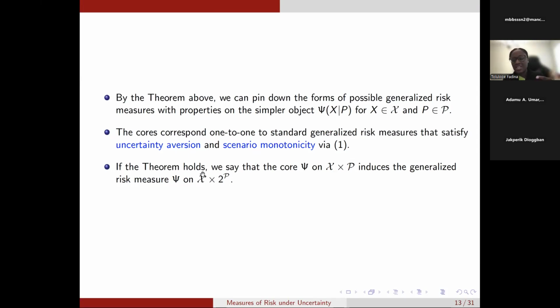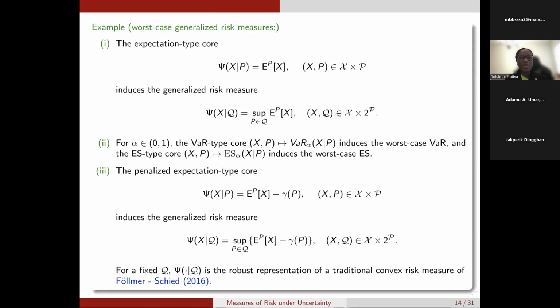So hence the generalized risk measure that I'll be talking about will be the one defined on this, but the same thing works when we consider the risk measure on these two arguments. Okay, so these are just examples. Expectation type, this is the core, right? When you define expectation, again, look at the input. We have a set of random losses and this P, and this induces this generalized risk measure of this type. Same thing for value at risk.